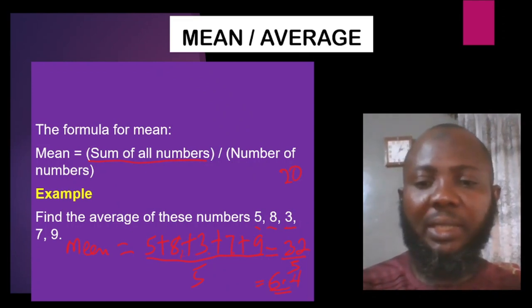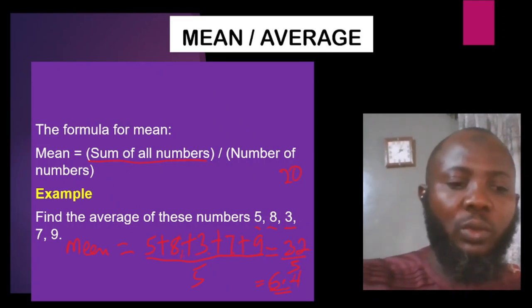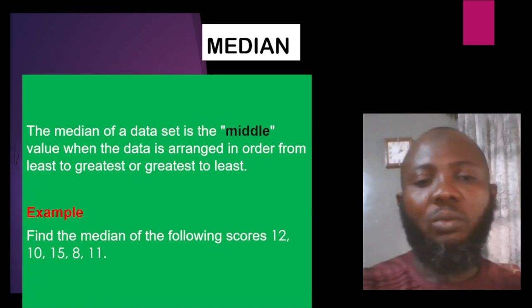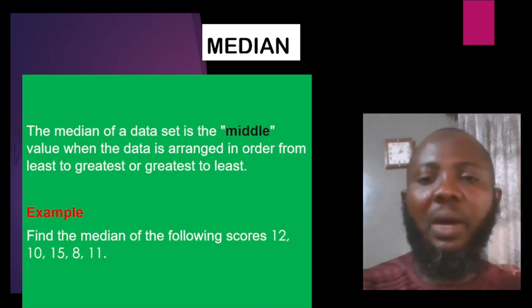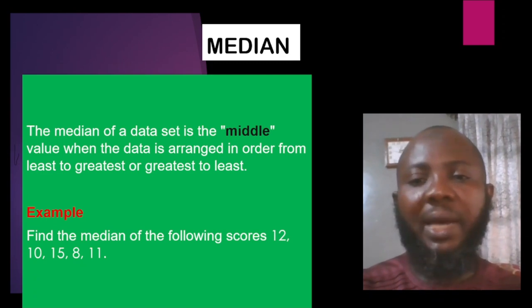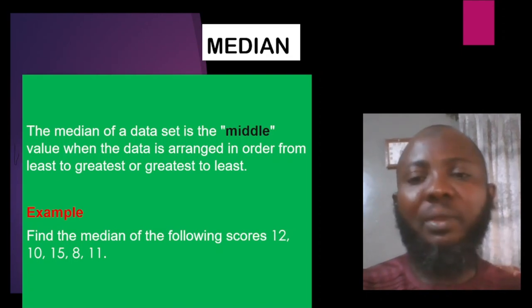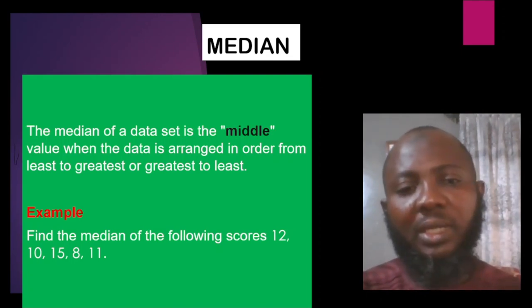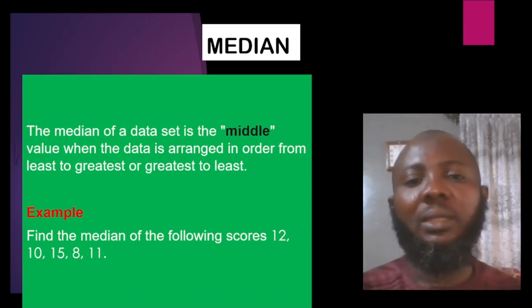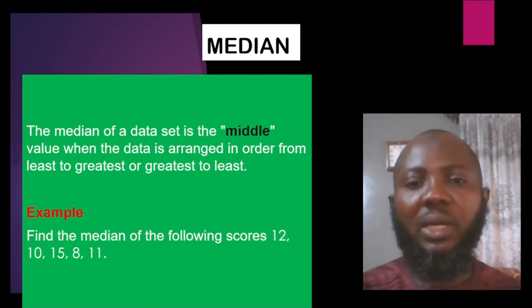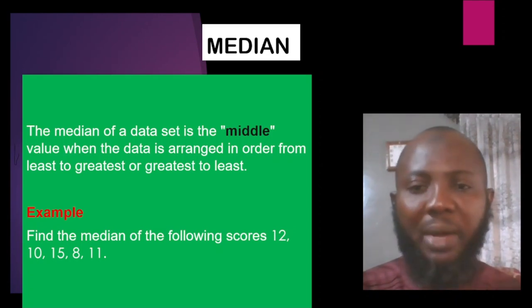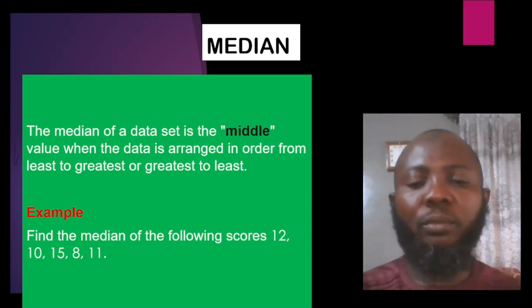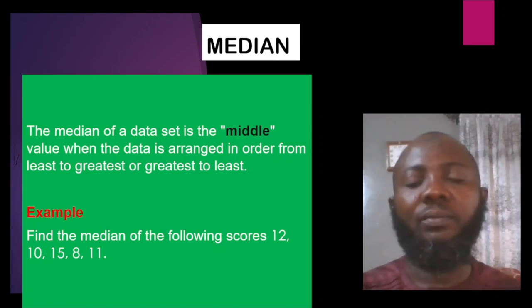So let's move to the next one that we have there. So we have median. When we talk about median, we are talking about the number or the item or the data that is at the middle when the set of data is arranged in ascending or descending order, or arranged in order of magnitude, either from the smallest to the biggest, or from the biggest to the smallest. So that's what we refer to as median. Median is the middle number.